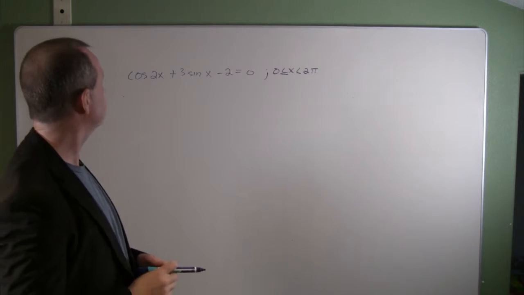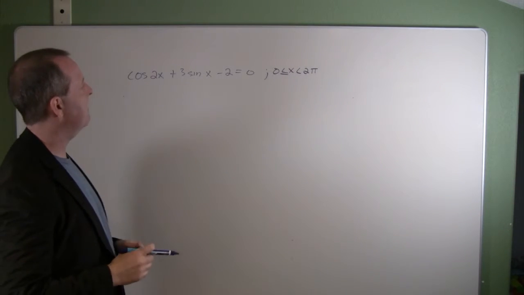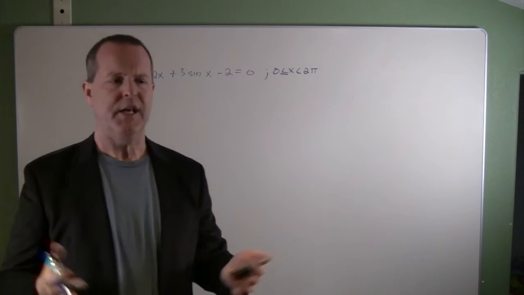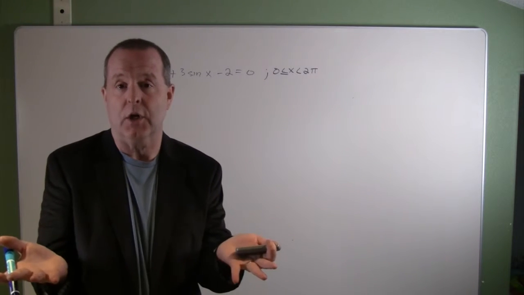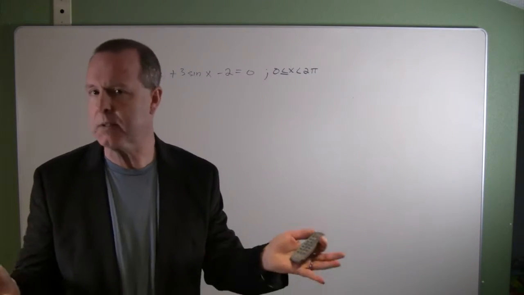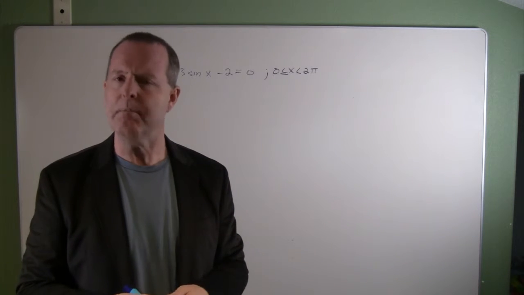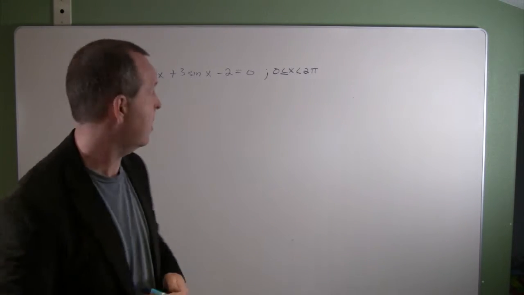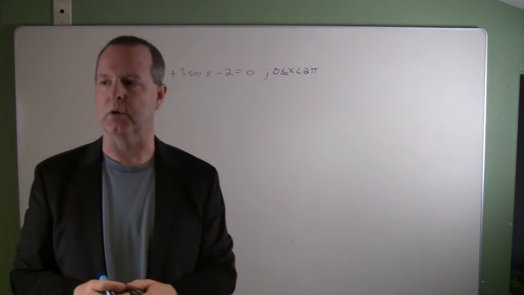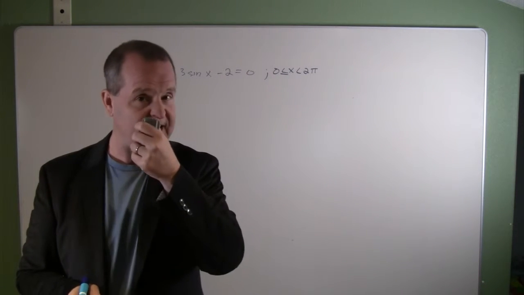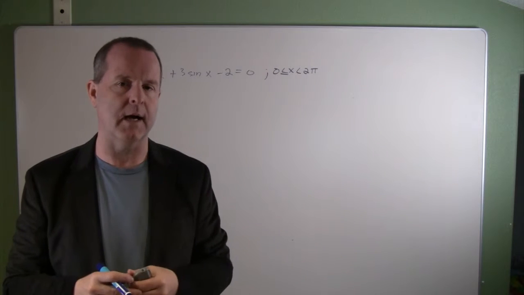Solve another problem here. Cosine of 2x plus 3 sine of x minus 2 equals 0. Basic strategy I like to have is to see if I can get it all being the same terms, all sines or all cosines or what have you. May not always work, but that's a great place to start. Cosine of 2x plus 3 sine of x. How in the world can I turn one of those functions into a cosine or a sine?